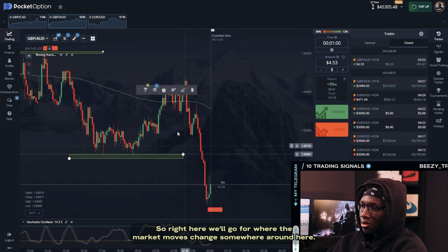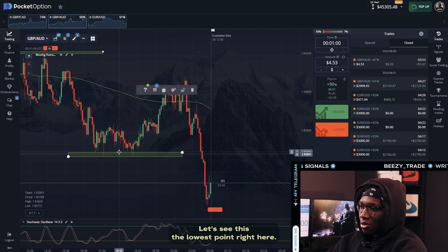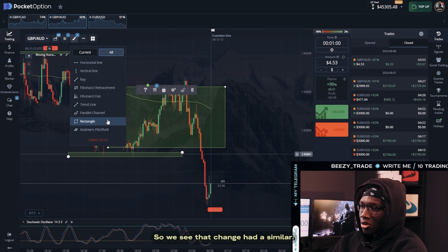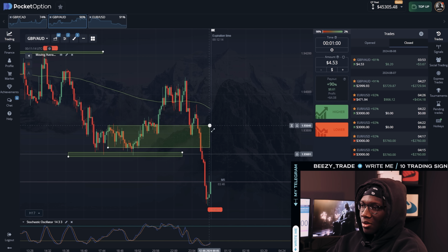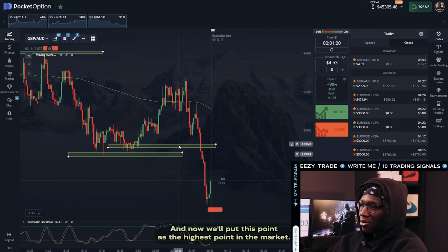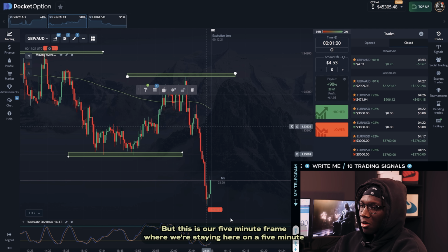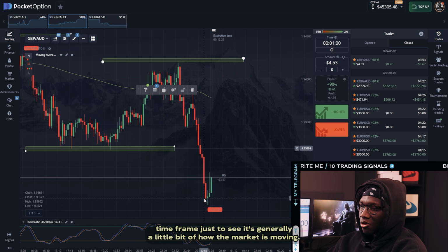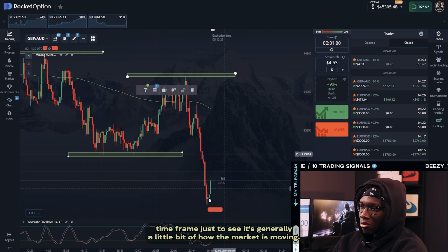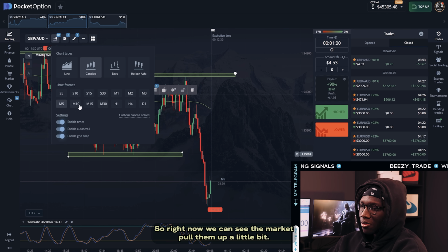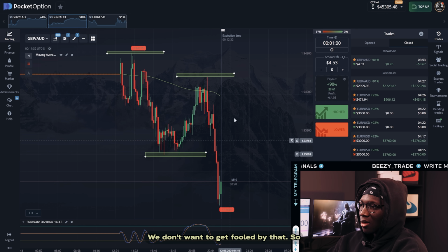So right here, we'll go for where the market moves change, somewhere around here. Let's say this is the lowest point right here. No, I'm gonna say a little bit higher. Just when we see that change, kind of similar. And now we'll put this point as the highest point on the market. But it's our 5-minute frame. We're staying here on the 5-minute time frame just to see generally how the market is moving. So right now we can see the market pulling up a little bit. We don't want to get fooled by that.